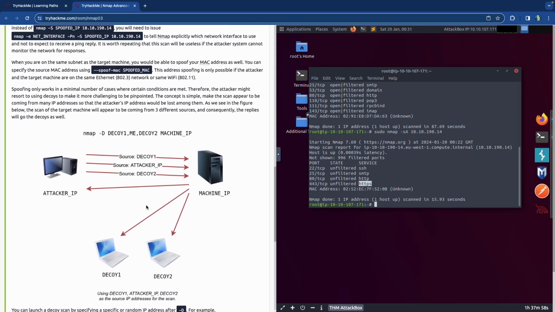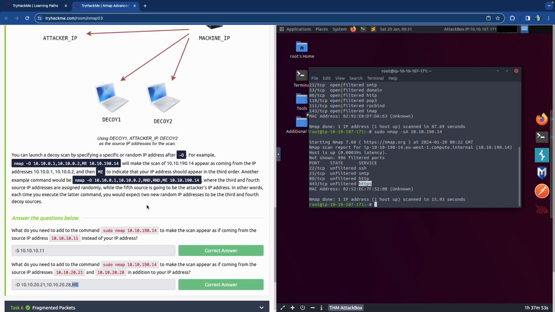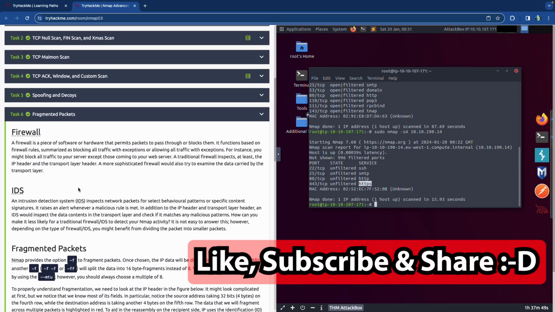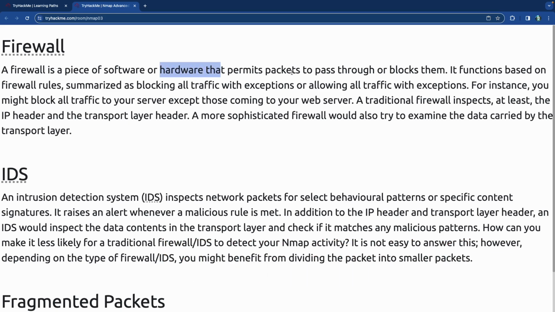So there is that. And I think there's now going to be fragmented packets. So let's talk about that a little bit. So there's the firewall, which is basically software or hardware, because there are physical firewalls as well, that permit packets to pass through or they block them, right?